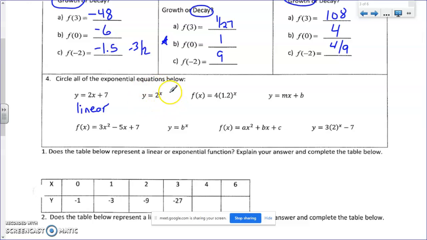What is this one? Exponential. What is this one? Exponential. What is this one? Linear. You are expected to know these because this is what Unit 6 is all about.